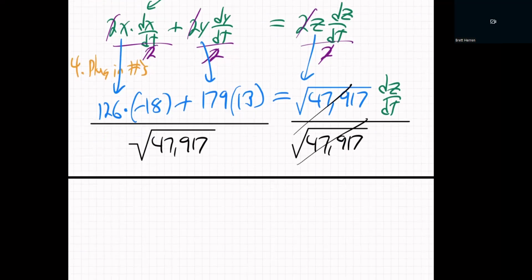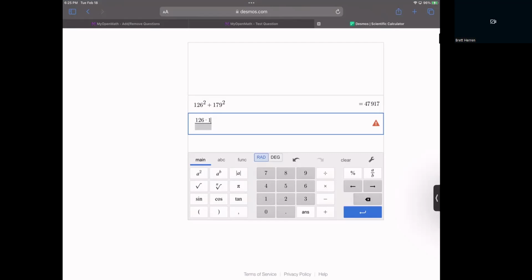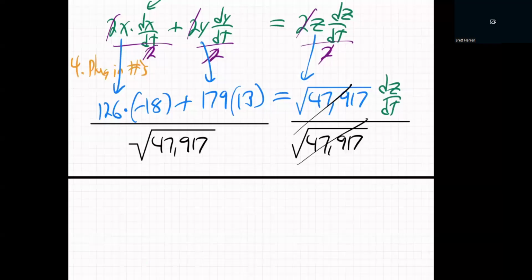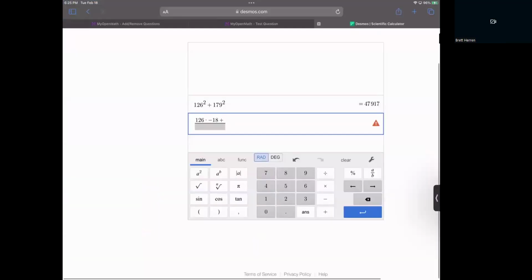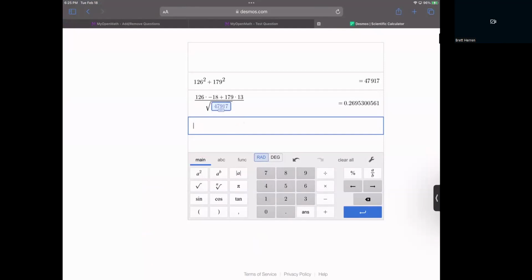126 times negative 18. I need that negative. Plus 179 times 13, over the square root of the answer we got in the previous one. Square root of that. Enter. There it is, 0.2695.